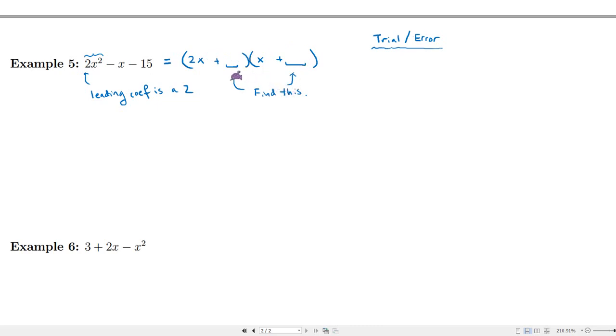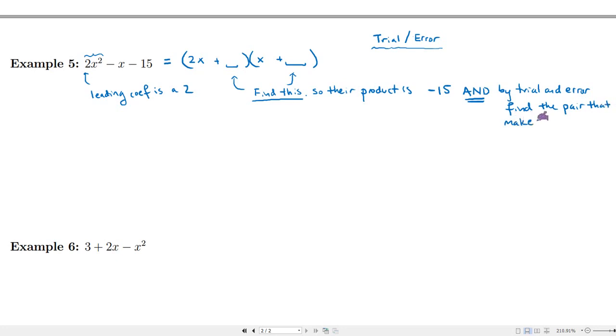What are we going to put there? Well, one thing we definitely know is when you do this foiling procedure, the terms that may simplify a little bit are the middle terms, right? Those are the ones that may combine together. But the leading term is determined by what we put in these two places, and the constant term is determined by what we put in these two places by multiplication. So find this. Their product is negative 15, and by trial and error, find the pair that makes the sum work.